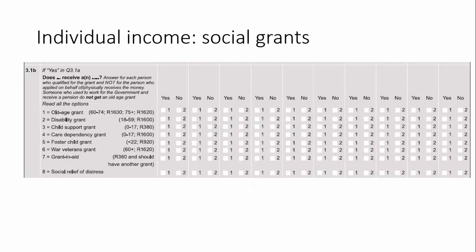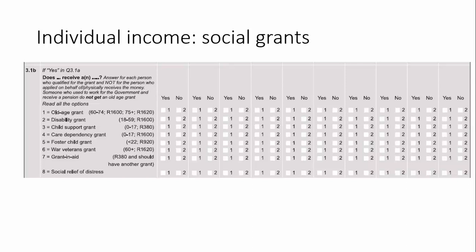So, first type of income questions. This is from the GHS 2018 questionnaire, which you can also download on the DataFirst site in the same page, roughly where you got the data. And it asks, does X, person X, receive each of these grants? So, you can see the options: old age grant, disability, child support, care dependency, foster child grant, war veteran grant, and grant in aid. And the really important ones are the first 3.